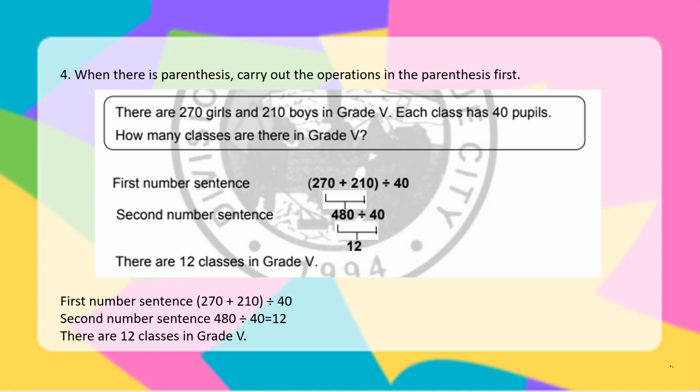Then, for our second number sentence, we're going to get the sum of boys and girls. And that will give us 480. Then, 480 divided by 40, which will give us 12. It means that there are 12 classes in grade 5.